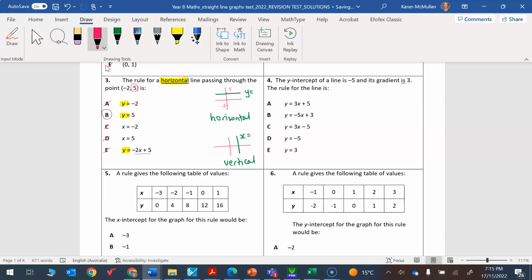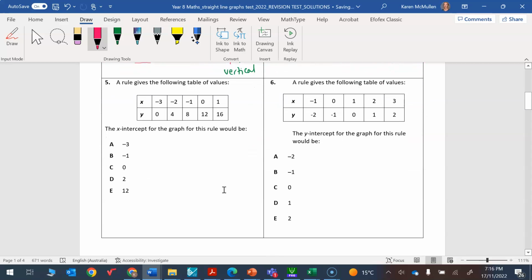All right, moving on. Question 4, the y-intercept of a line is -5 and its gradient is 3. What is the rule of the line? Remember, your general rule is y equals something times x plus something else. Here goes your gradient, and in this spot here is your y-intercept. If we're being told that we have a y-intercept of -5, that's going to go in there, and a gradient of 3. So we want y equals 3x minus 5. So there it is, option C.